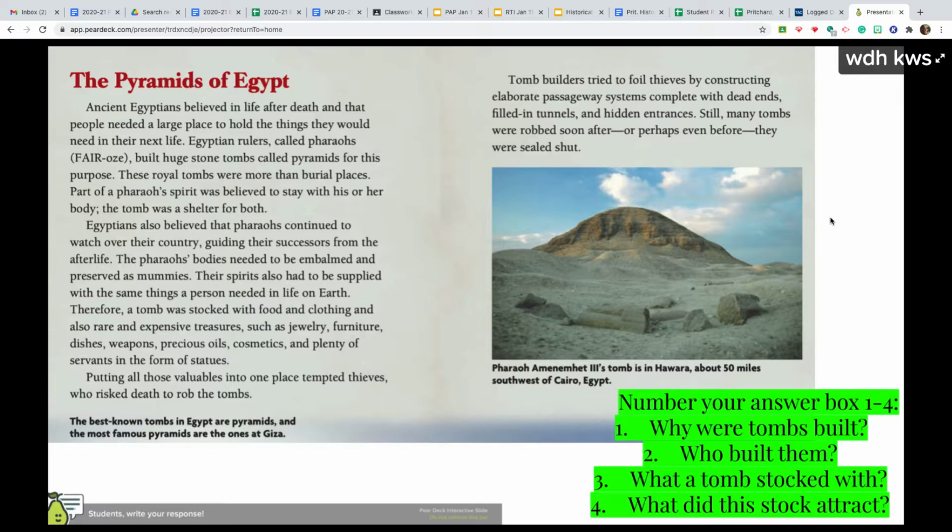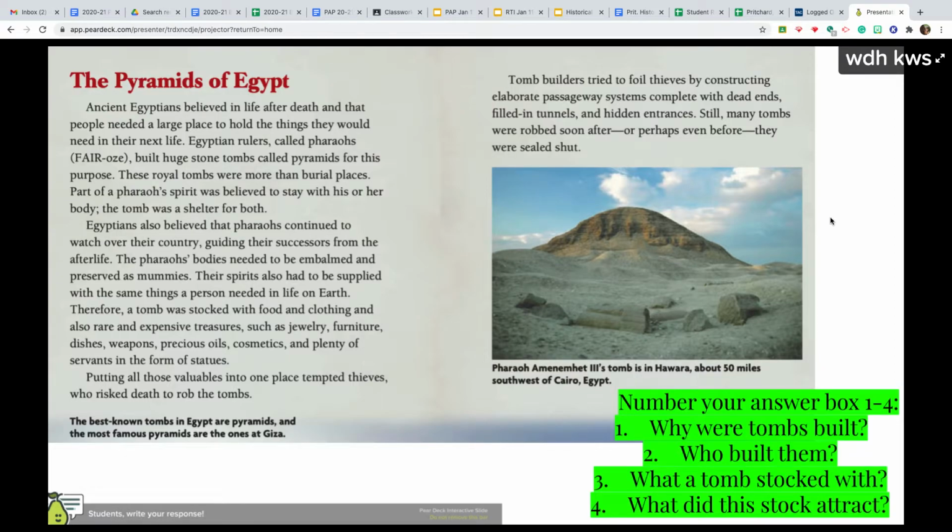These royal tombs were more than burial places. Part of a pharaoh's spirit was believed to stay with his or her body. The tomb was a shelter for both. Egyptians also believed that pharaohs continued to watch over their country, guiding their successors from the afterlife. The pharaohs' bodies needed to be embalmed and preserved as mummies. Their spirits also had to be supplied with the same things a person needed in life on earth.